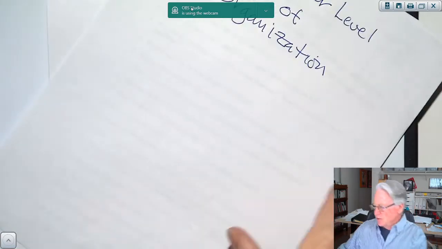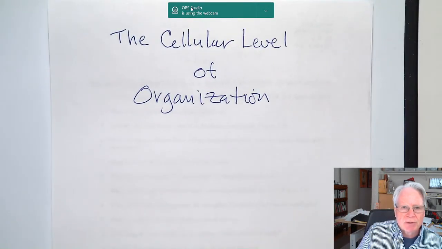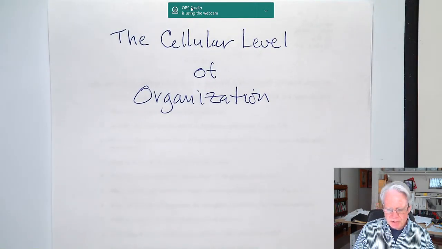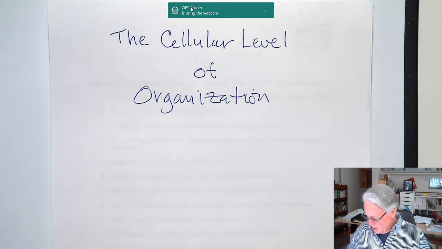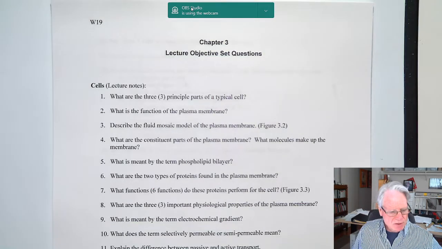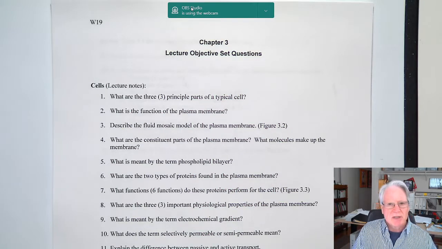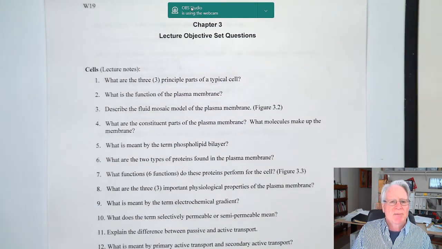Of the lecture series for Bio 40A. I am going to start the chapter which is entitled The Cellular Level of Organization. I believe this is chapter 3. And as we take a look at the objective set questions, you will see a whole list of areas that I'm going to lecture on.